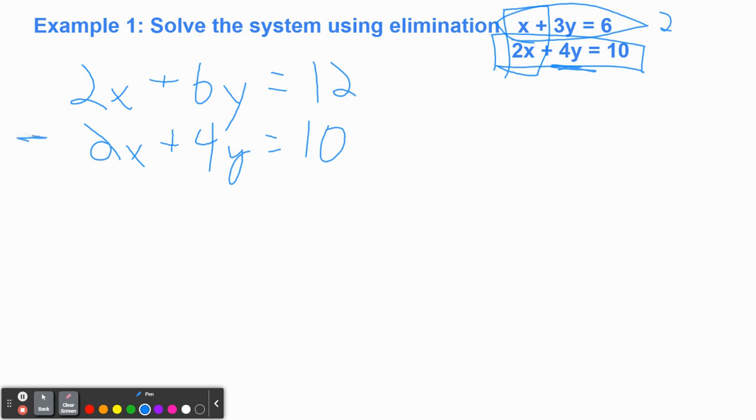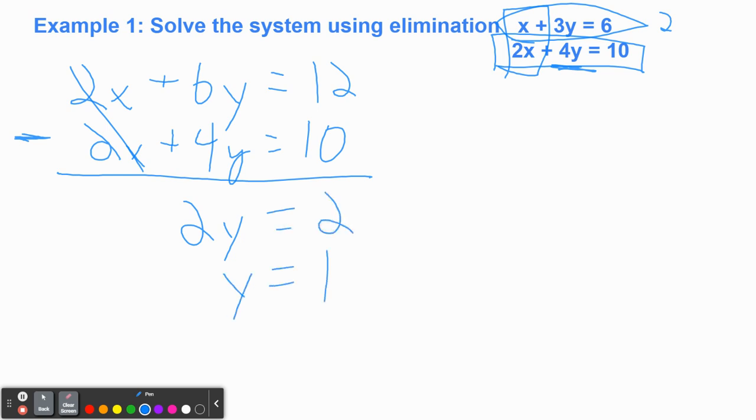I need to subtract these. I have to choose add or subtract. If I add, that'd be 4x. So 2x minus 2x cancels out. 6y minus positive 4y would be 2y. 12 minus positive 10 is 2. So y should equal 1 here.